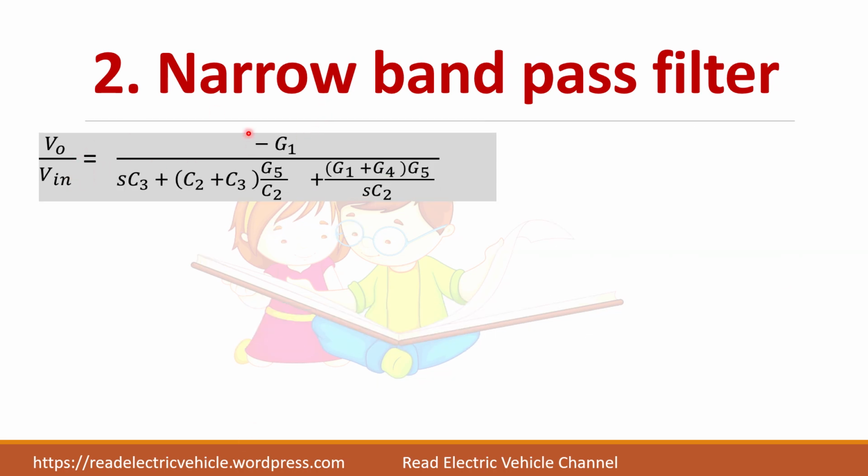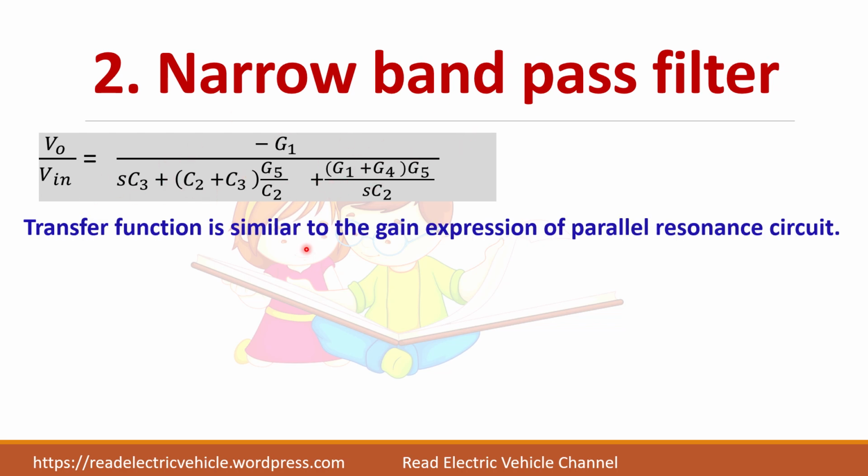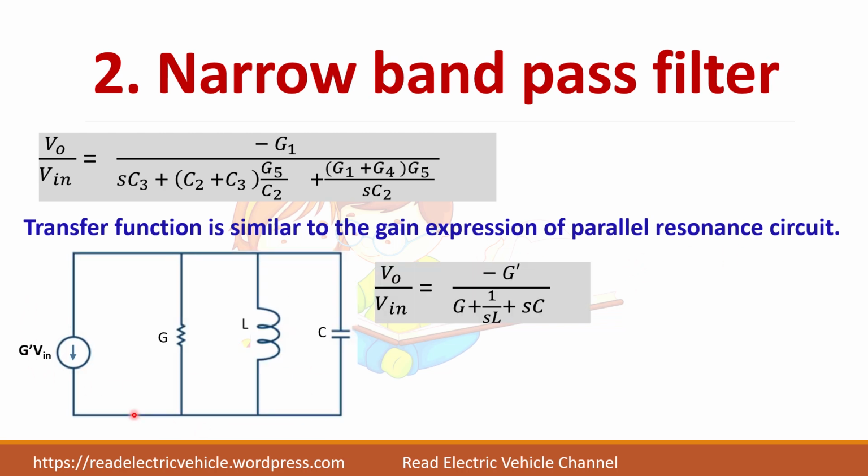Now we had s in the numerator. We can bring it to the denominator and simplify it so that it comes in the standard form. If you see this expression, it will be similar to the gain expression of a parallel resonance circuit. So what is a parallel resonance circuit? R, L and C, if they are in parallel, we call that circuit a parallel circuit. So here if you find the gain expression, it will be of this form.